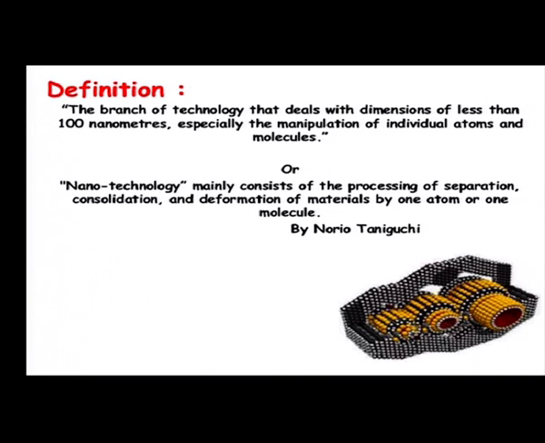Or in other words, we can define nanotechnology as a process of separation, consolidation and deformation of materials by one atom or molecule. This was the statement given by the famous scientist Norio Taniguchi. Or we can define nanotechnology as mainly consisting of the processes of separation, consolidation and deformation of materials by one atom or one molecule.